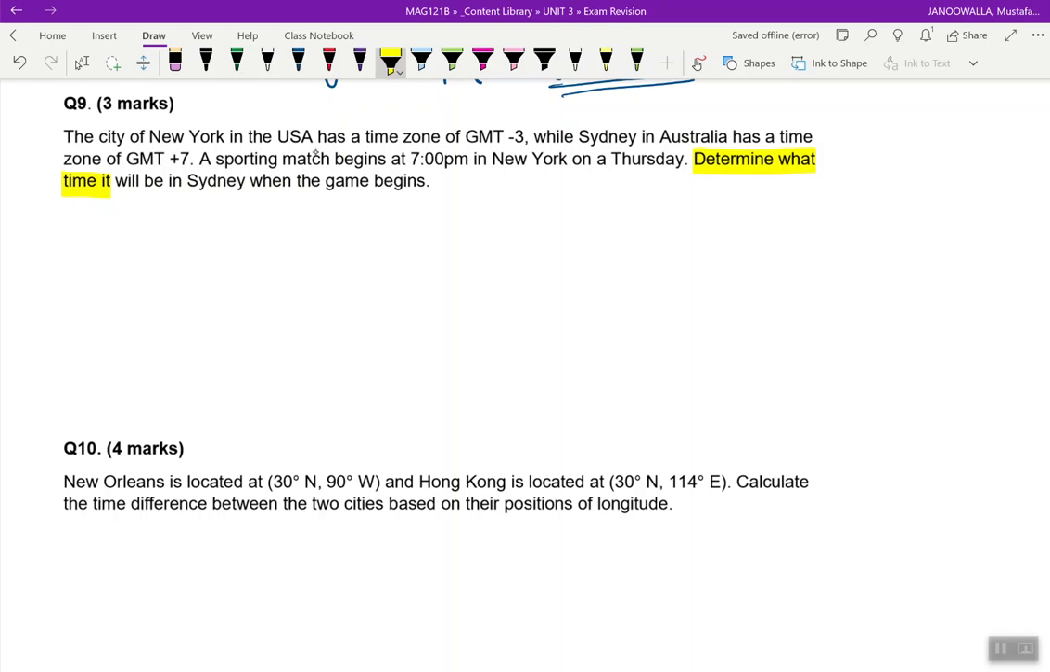The city of New York in the USA has a time zone of GMT minus 3. So New York, GMT minus 3. Sydney has a GMT of plus 7. Okay. There's a game, a sporting match. It begins at 7 p.m. on a Thursday. We need to determine what time it's going to be.